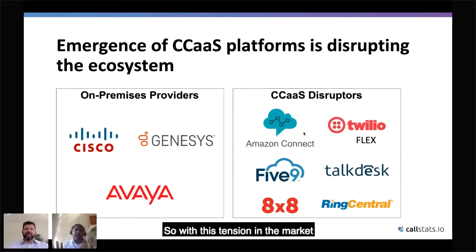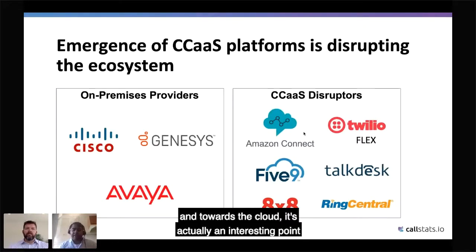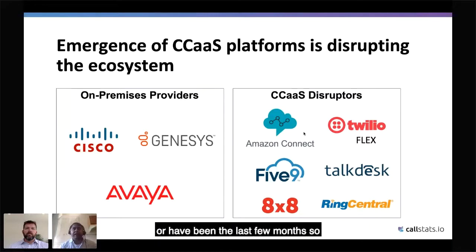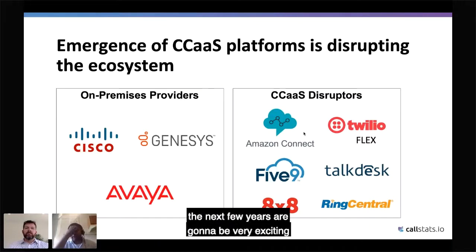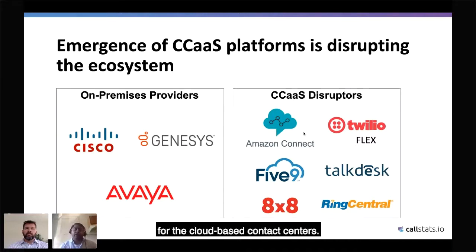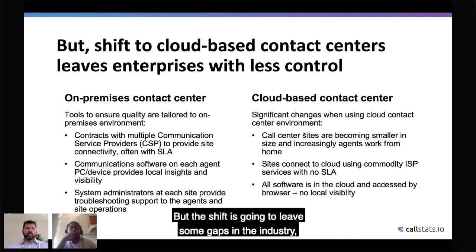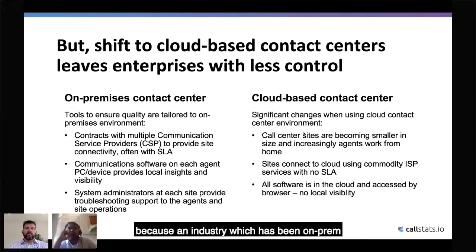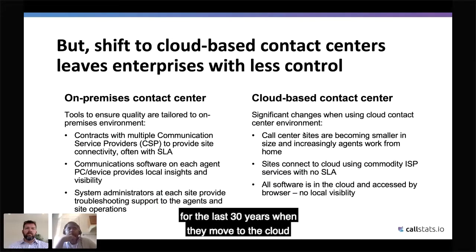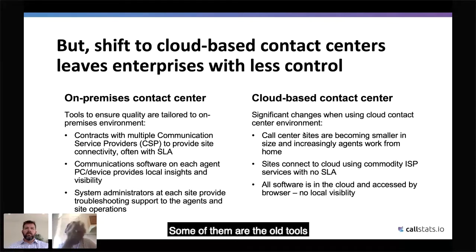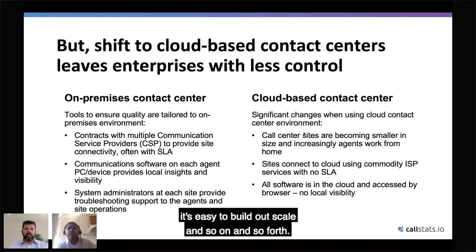So with this tension in the market and movement towards the right side, towards the cloud, I think we're at a tipping point already today, or have been for the last few months. So the next few years are going to be very exciting for cloud-based contact centers. But the shift is going to leave some gaps in the industry, because an industry which has been on-prem for the last 30 years, when it moves to the cloud, will need a new area of tools. Some of them are the old tools, and some are new tools re-envisioned for this new world. But mainly the tension is that people are moving to cloud-based contact centers because they can move faster, it's more convenient, and it's easy to build out, scale, and so on.